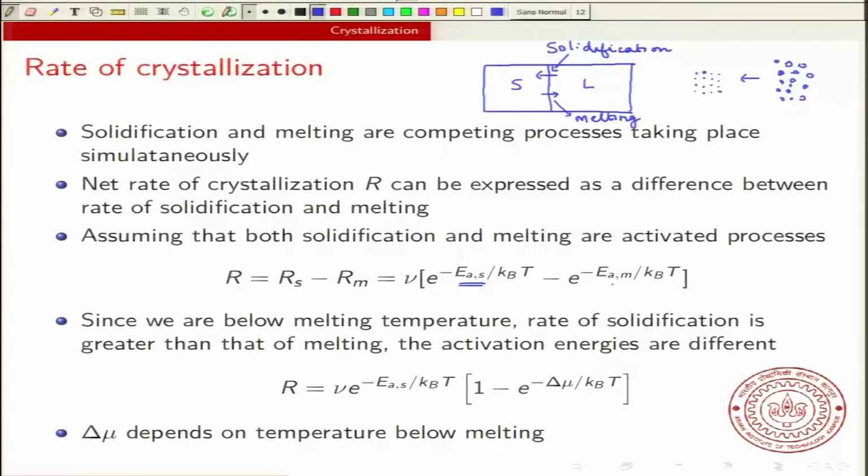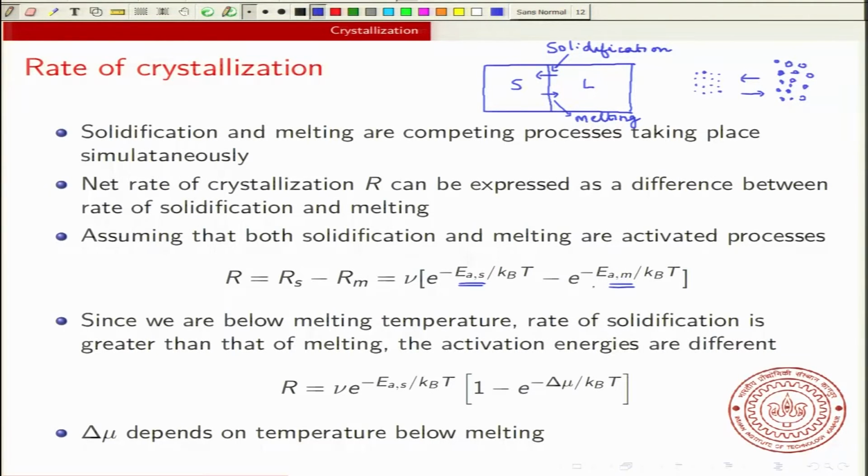Similarly, the rate of melting will also have some activation. If you have a solid and it has to become a liquid, then this solid has to break some of the bonds that it has, and then it goes into a liquid. So there is an activation for melting. Now, if you are below the melting temperature, then you can imagine that the activation energy for solidification will be smaller than that for melting.